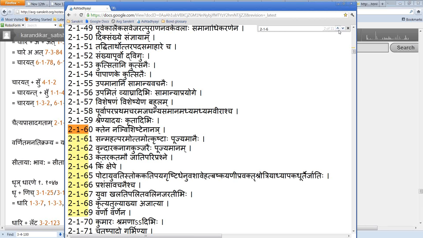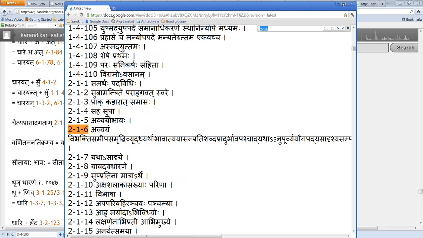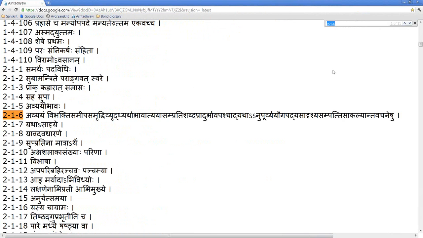Is this sutram Avyayam? And now this is a long sutram, Ravi. If you thought that was long, how about this one for you? Yeah, I remember this one. Avyayam Vibhakti Samipa Samriddhi Vriddhi Artha Abhava Atyaya Asamprati Shabda Pradurbhava Paschat Yatha Anupurvya Yaugapadya Sadrishya Sampatti Sakalya Anta Vachaneshu. In all these meanings, an Avyayam can be compounded with another term to give what is called the Avyayibhava Samasaha.